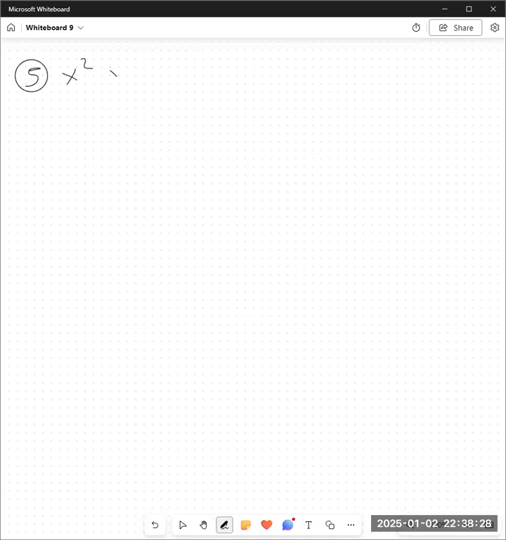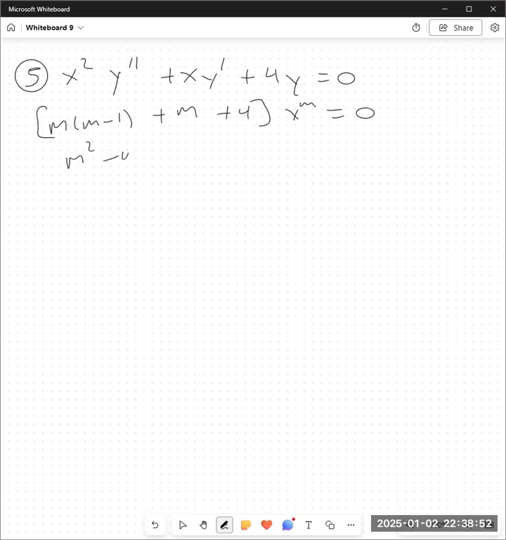Let's keep going here. X squared y double prime plus x y prime plus 4y equals 0. So this is m times m minus 1 plus m plus 4, x to the m equals 0. M squared minus m plus m plus 4 equals 0, so m squared plus 4 equals 0. M squared equals -4. M equals plus or minus 2i.